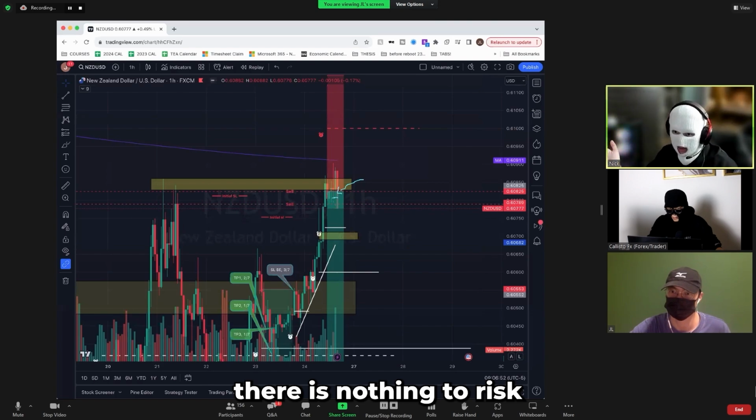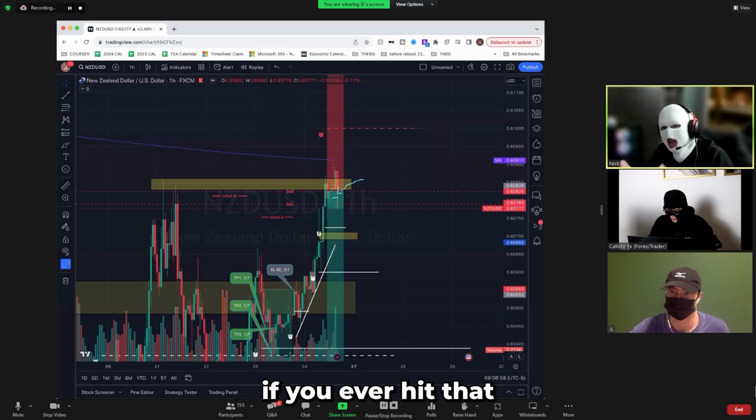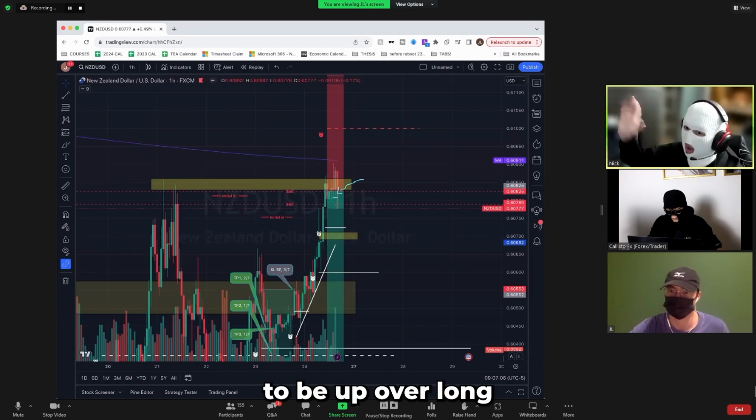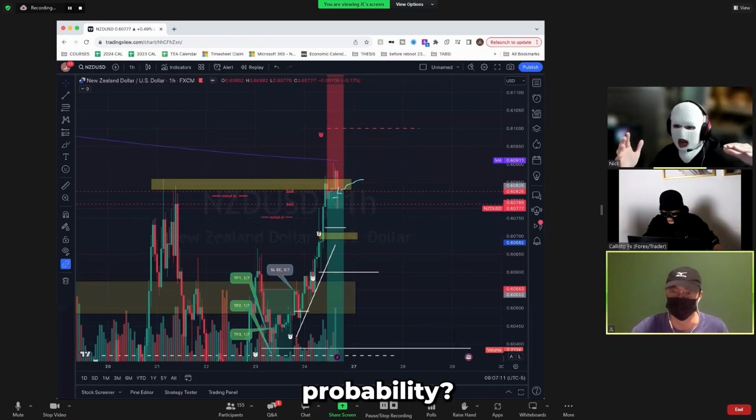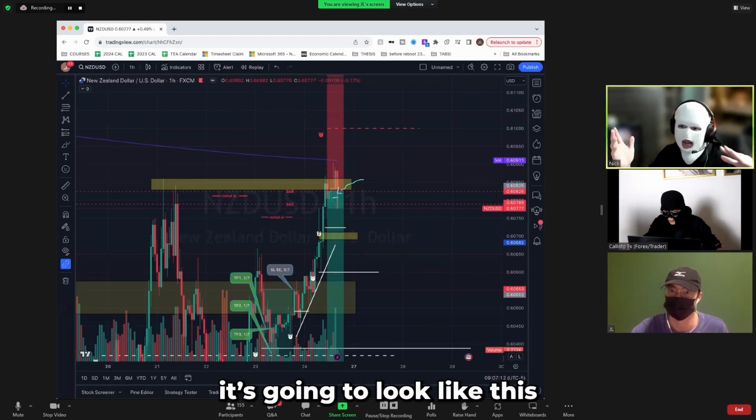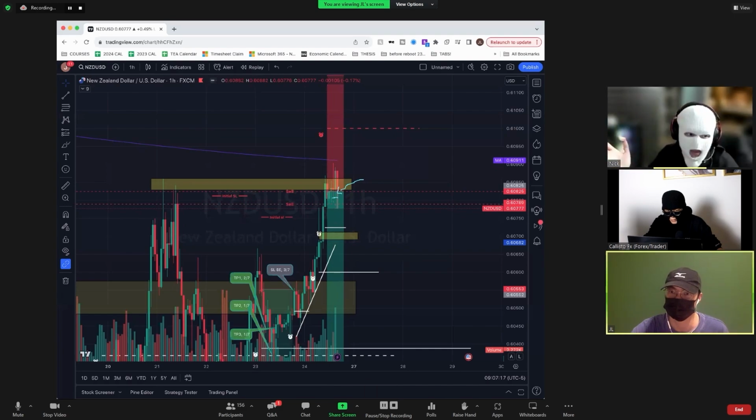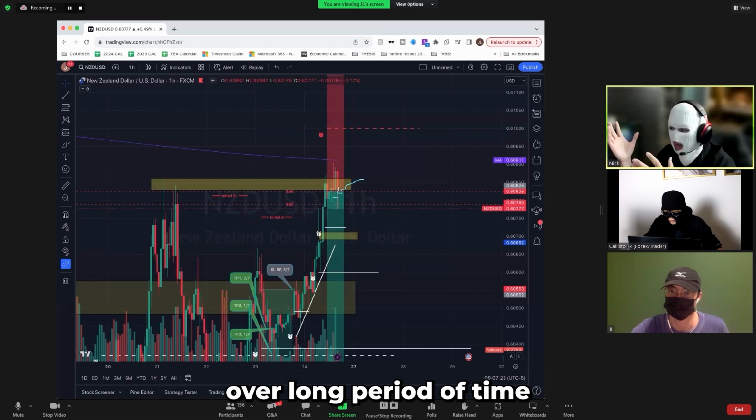When you secure this amount, you put your SL to break even, so there's nothing to risk. And yes, I do acknowledge that if you ever hit that one big loss once in a long while, because your win rate is so high you rarely get that, it sets you back, yes, but you are still going to be up over a long period of time. The curve is going to look like this. Dip. Dip.